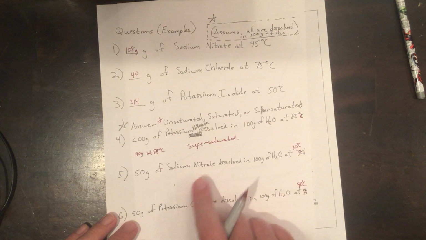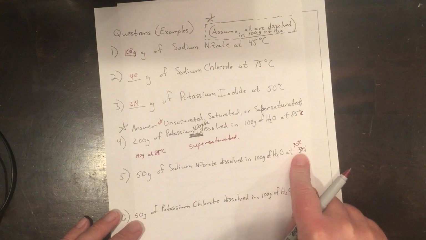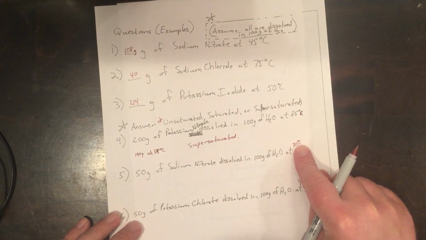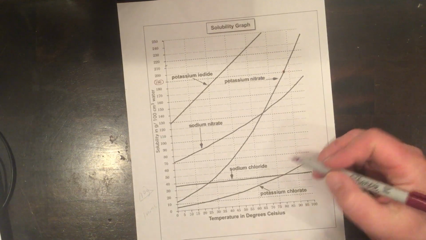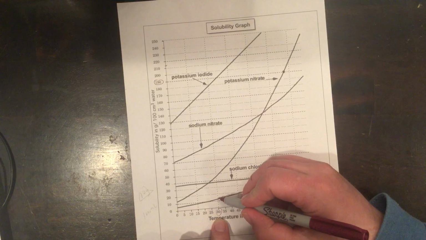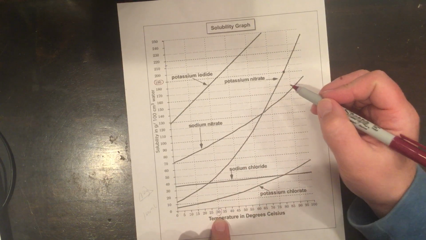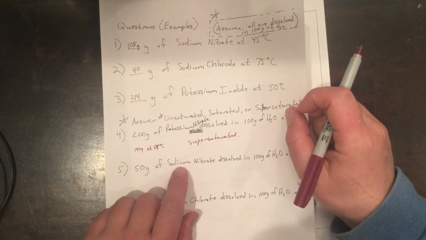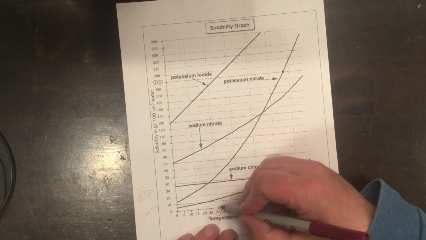Next one, 50 grams at, what do we got? Sodium nitrate at 30 degrees Celsius. So I'm going to find how much would make it saturated. 30 degrees Celsius, silver nitrate. 30 degrees here. Go up. Where's silver nitrate at? Why do I keep saying silver? That's sodium. Look at that. You caught that mistake, I'm sure. Sodium nitrate. I keep saying silver for some reason.